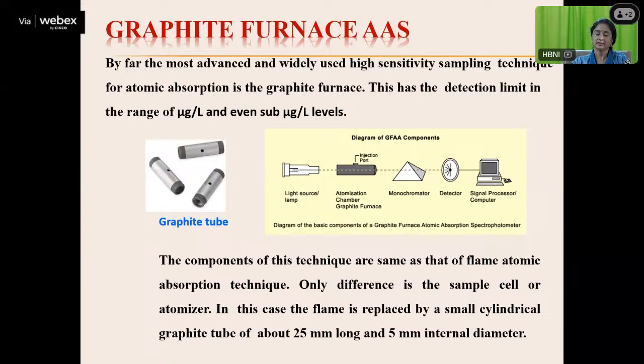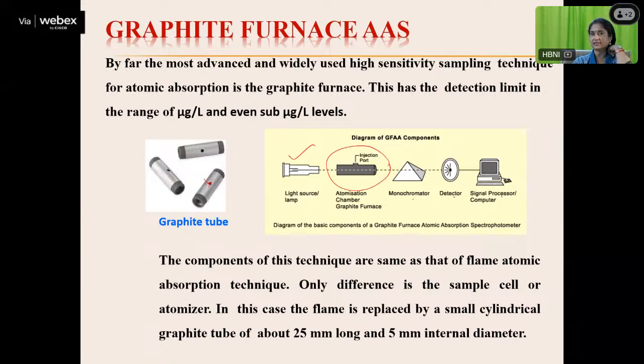Rather than a flame, there are graphite tubes, around 2.5 centimeter in length and 0.5 centimeter internal diameter. This is the block diagram of graphite furnace atomic absorption. This is the hollow cathode lamp, this is the graphite tube, and this small hole is the injection port, where only a few microliters of sample have to be put. Then the monochromator, detector, and signal processor.